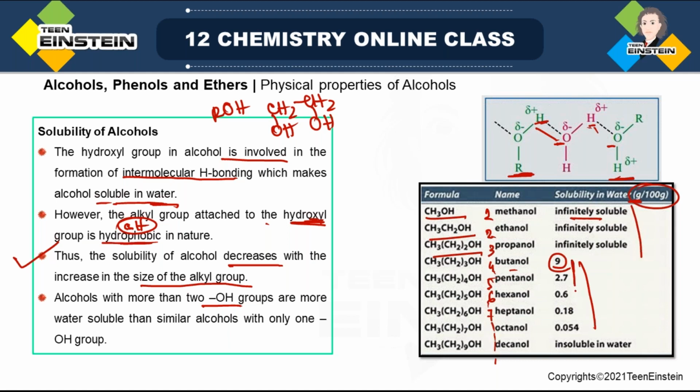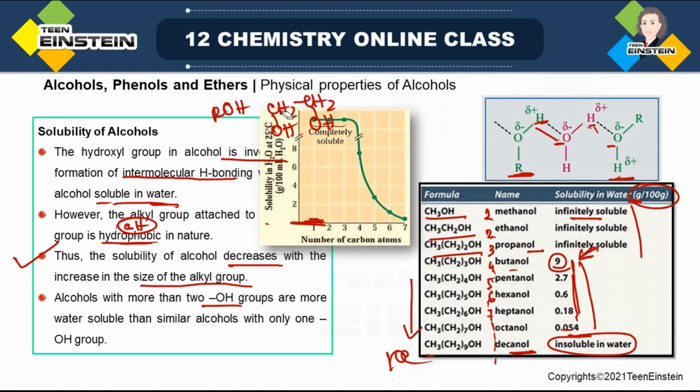So see how it is decreasing, and when you are moving from propanol to butanol, there is a huge shift. You are just increasing 1 carbon, from 3 to 4. From infinite solubility, it has now drastically decreased to 9. And as you further increase the carbon number, the alkyl chain increases and the hydrophobic nature in the molecule increases. So it is becoming less and less soluble. And the last one, see, 10 carbon, it is now insoluble.